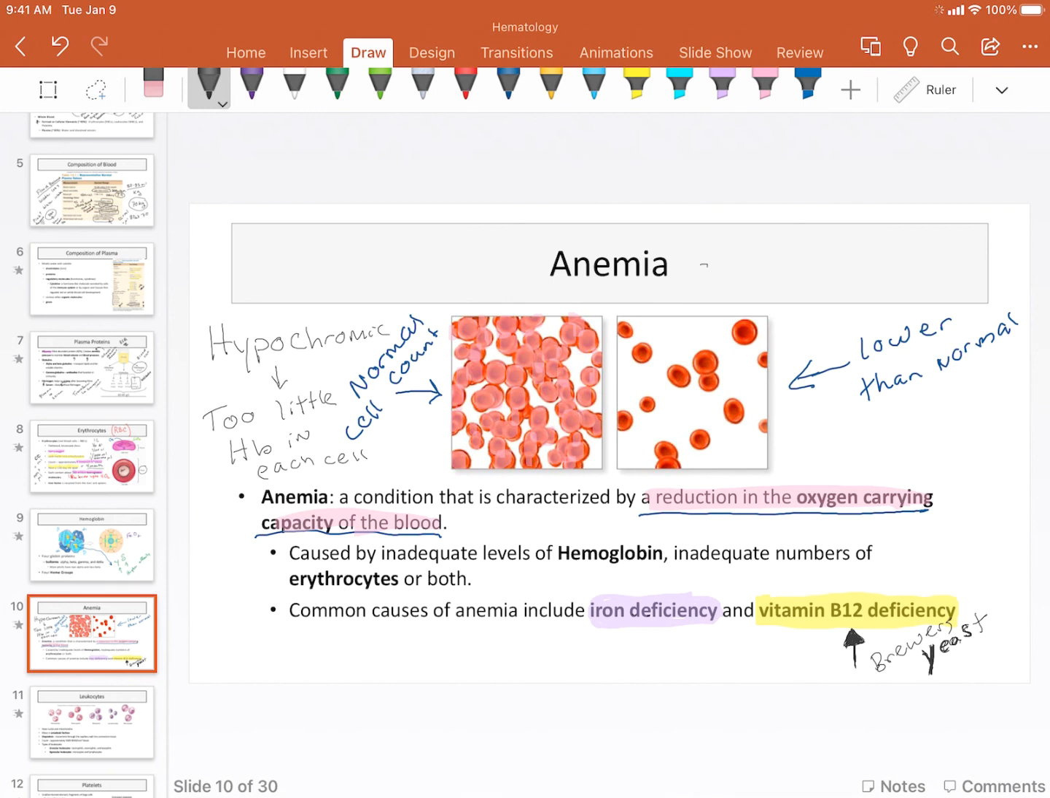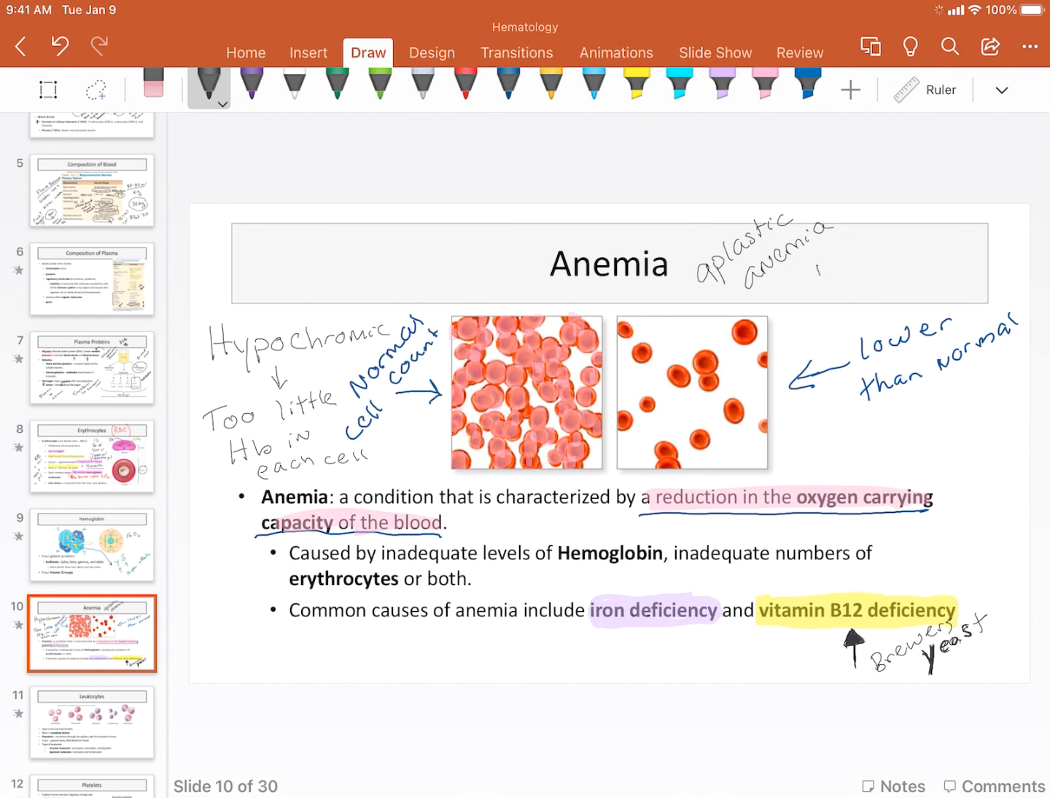So anywho, iron deficiency, vitamin B deficiency is most common. There's also something called aplastic anemia. This one is common for people who have had chemotherapy. It's where the cells in the bone marrow that make the red blood cells have been damaged by radiation or chemotherapy, and are no longer able to produce red blood cells.